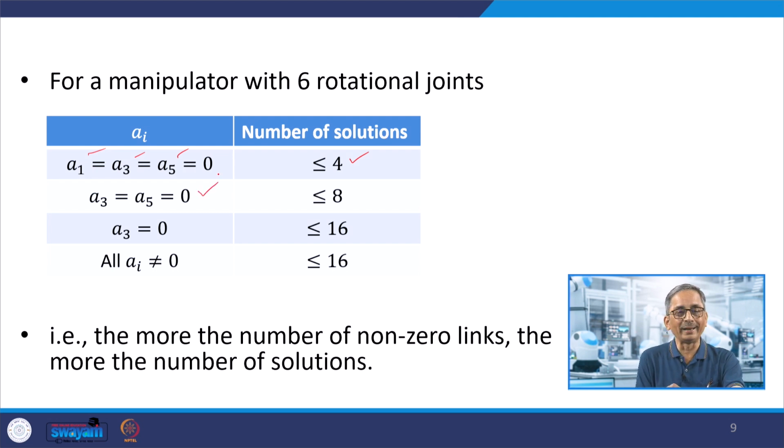If only 2 link lengths are 0, then the number of solutions is going to be less than or equal to 8, and if only 1 link length is 0, then the number of solutions is going to be less than or equal to 16. And if all link lengths are not equal to 0, then again your number of solutions is going to be less than or equal to 16. So, the general conclusion is that the more non-zero links, the more the number of solutions.